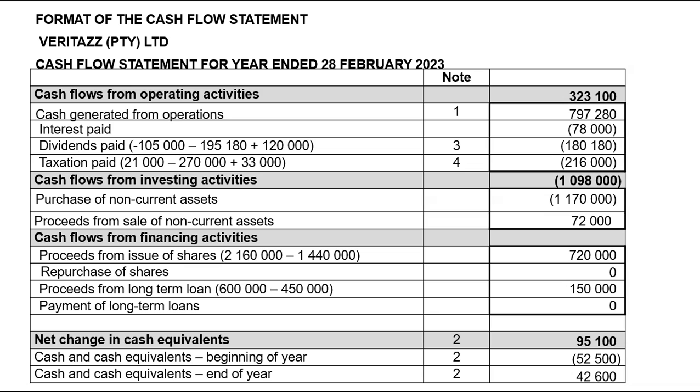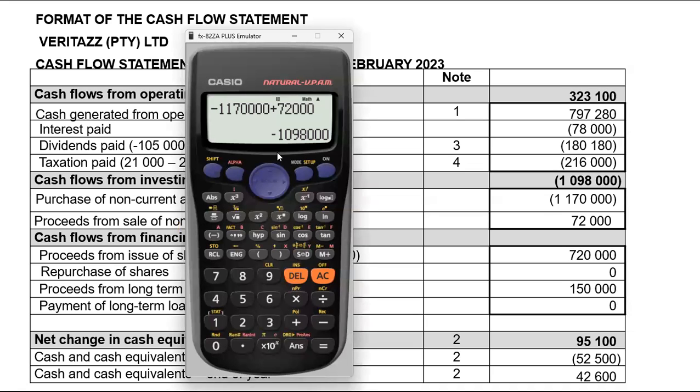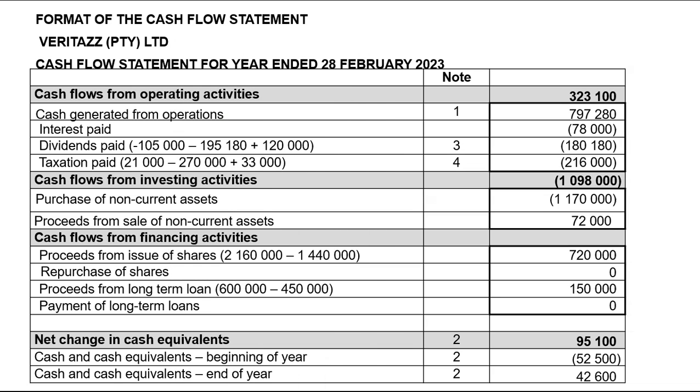So you will simply calculate cash movements under financing activities by taking 720,000 plus 150,000, and that will give you 870,000, which is a cash inflow.